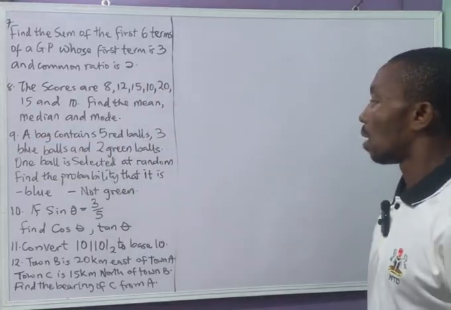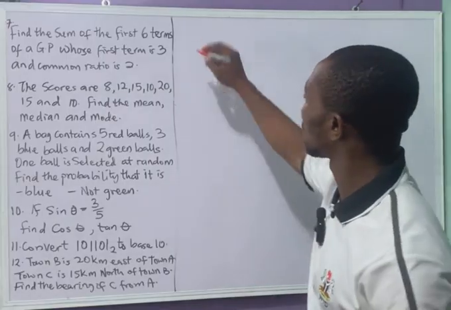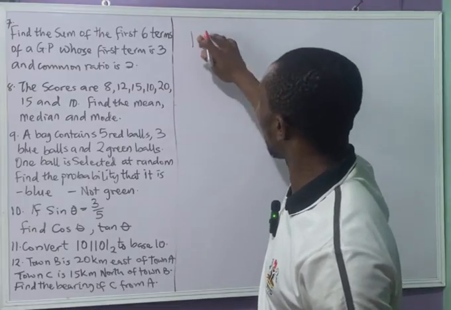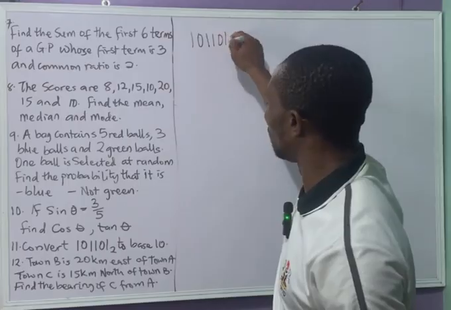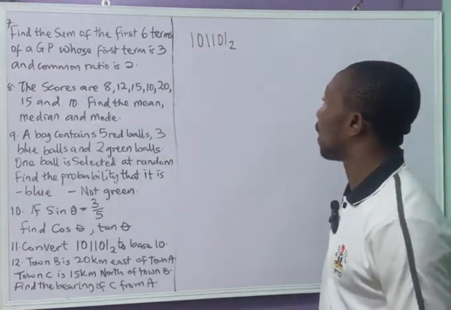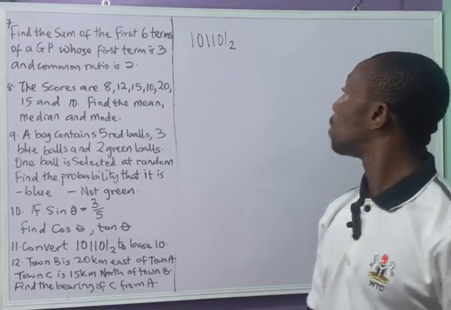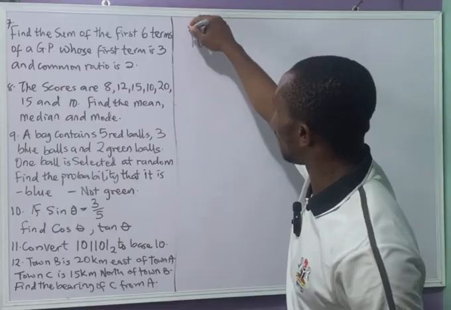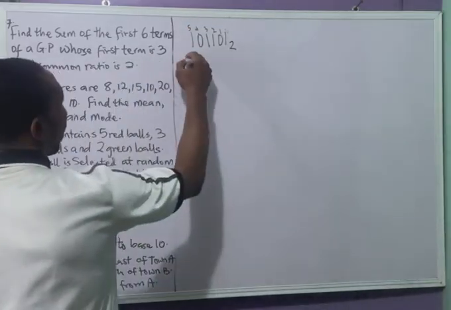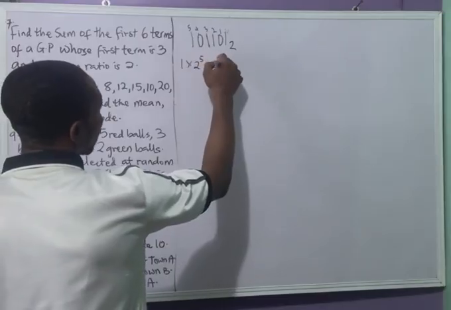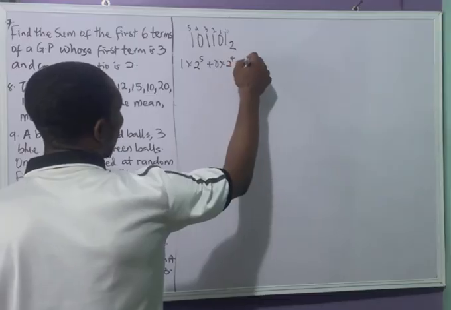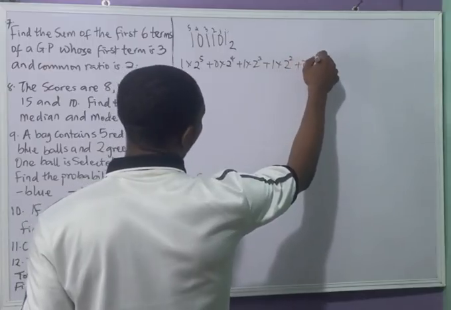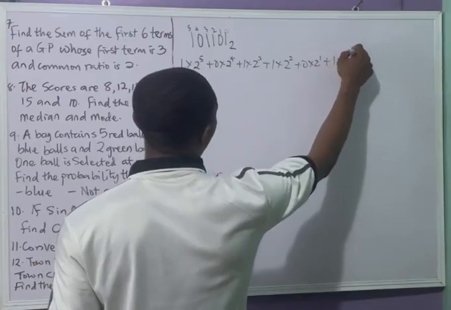Okay, our next question says, convert 101101 base 2 to base 10. Now, we are going to use our expansion method. We label this 0, 1, 2, 3, 4, and 5. So this becomes 1 times 2 raised to power 5 plus 0 times 2 raised to power 4 plus 1 times 2 raised to power 3 plus 1 times 2 raised to power 2 plus 0 times 2 raised to power 1 plus 1 times 2 raised to power 0.